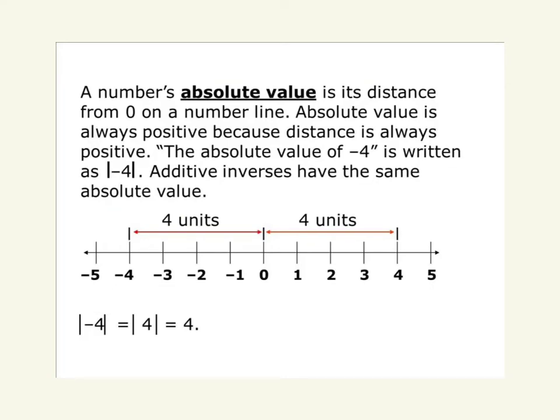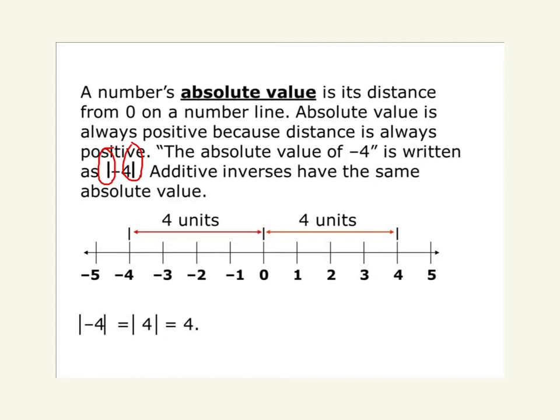This slide says a number's absolute value is its distance from 0 on a number line. The absolute value is always positive because distance is always positive. The absolute value of -4 is written as the absolute value of -4. If you notice, these two bars around this -4 represent the absolute value. Anytime you have a number inside those bars, it means the absolute value. Now, it says the additive inverses have the same absolute value.